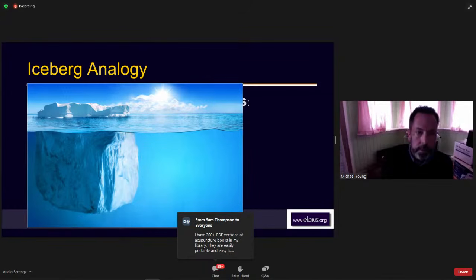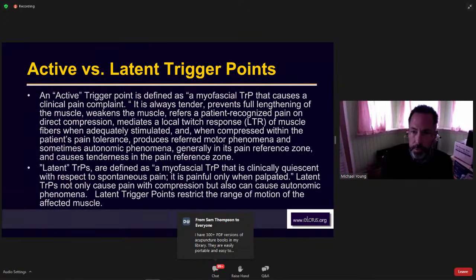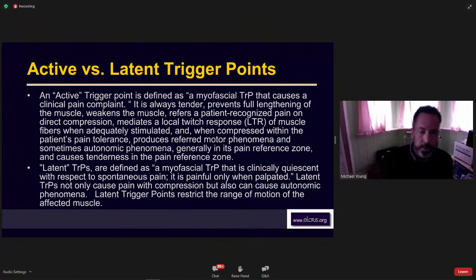And so again, active versus latent. An active trigger point is defined as a myofascial trigger point that causes a clinical pain complaint. It's always tender and prevents full lengthening of the muscle. Some of the muscles, like subscapularis, it will cause shortening. As you know, subscap is like your volleyball spiking muscle, your raise-your-hand-in-classroom, ask-a-question muscle. When that develops trigger points, like all skeletal muscles with trigger points, they shorten. So people will go to raise their hand and say, oh, I can only go halfway and it hurts. You can't test every muscle with range of motion, but some of them you can.